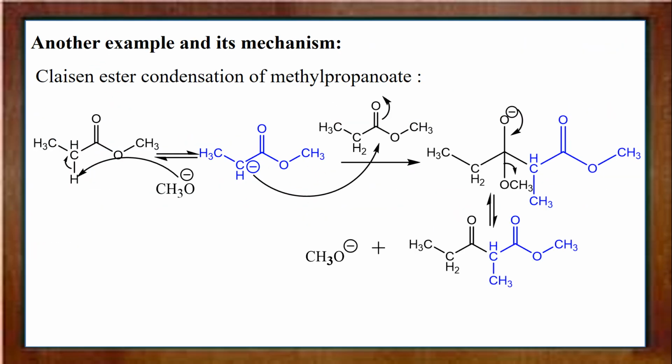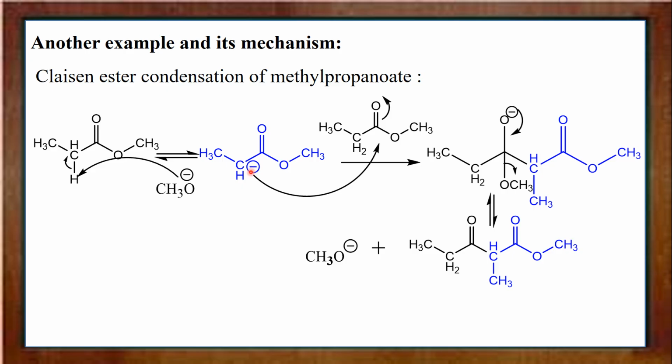One more example I have given here by taking methyl propanoate. So it is the methyl ester of propanoic acid. With this we add sodium methoxide base. This methoxide base removes the alpha hydrogen, the most acidic hydrogen of this ester, resulting in the formation of a carbanion. This is the enolizable carbanion, it can form enolate. And this is the first step.